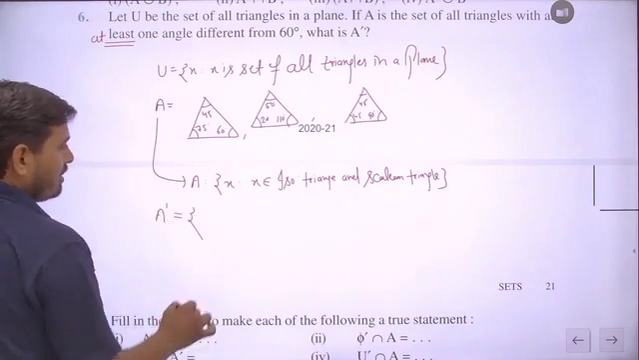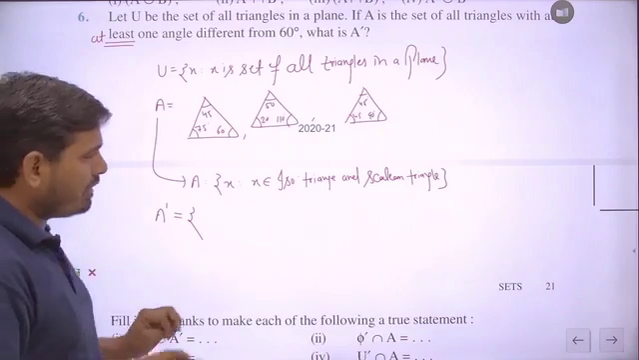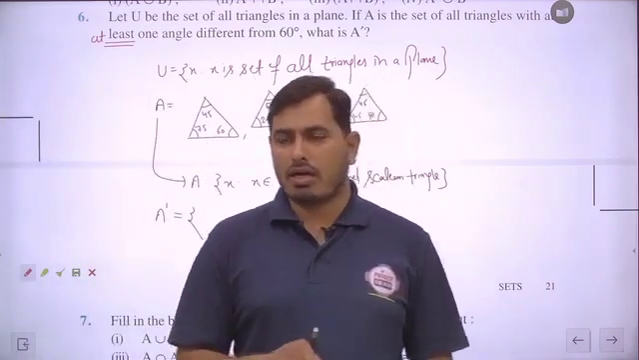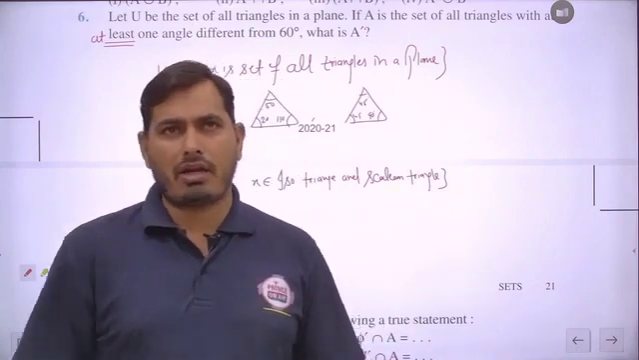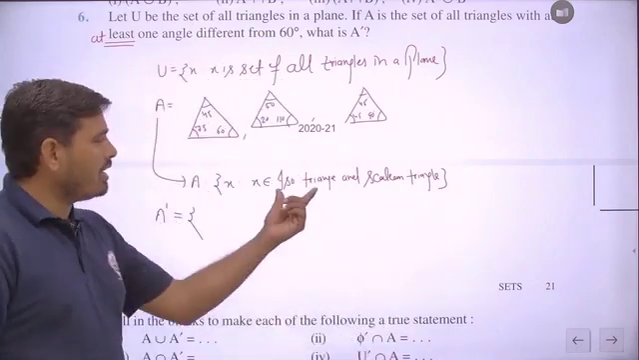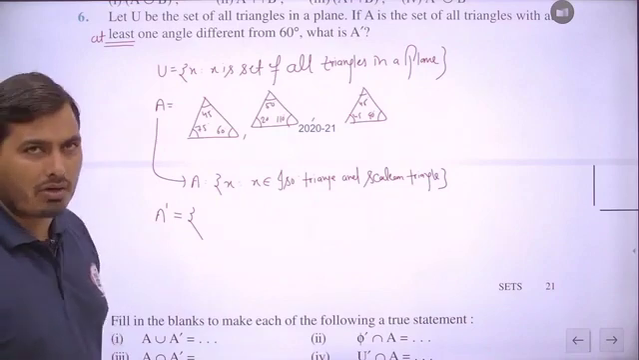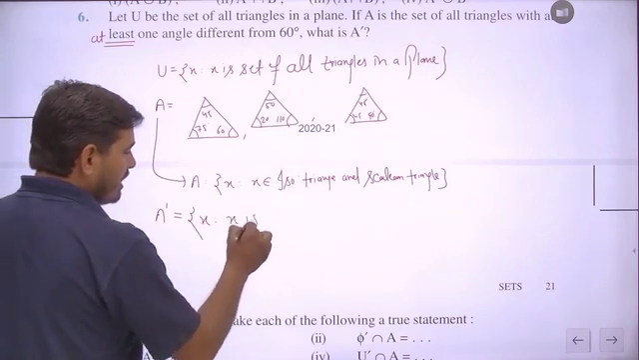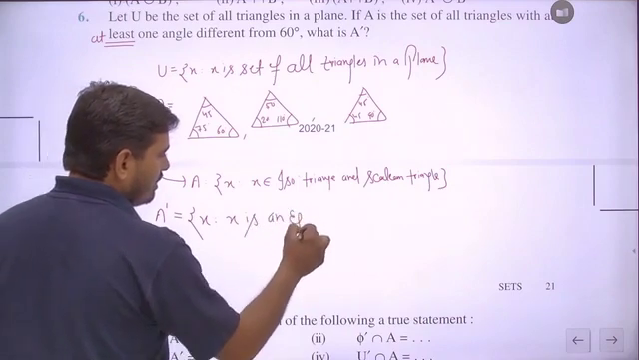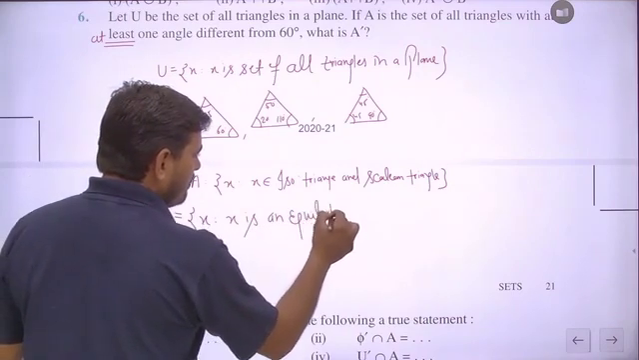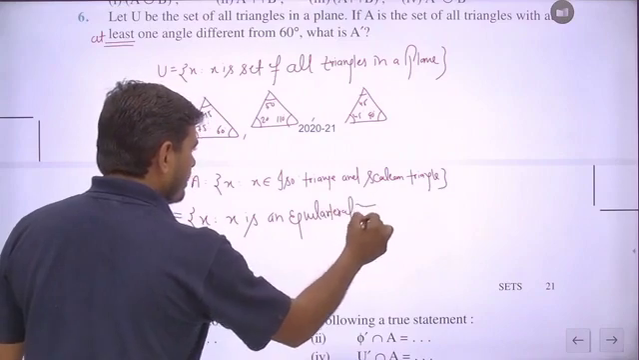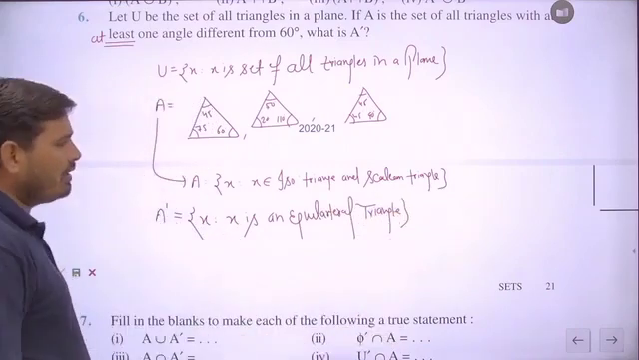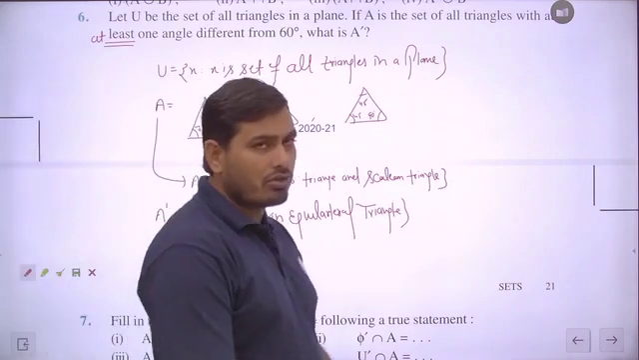So student, in the case of triangles, there are three kinds of triangles generally we have to discuss: equilateral triangle, isosceles triangle and scalene triangle. In this set A, generally isosceles and scalene are included. Then in the case of A dash, we are saying that X is an equilateral triangle. So here X belongs to the equilateral triangle. Is it to be clear?